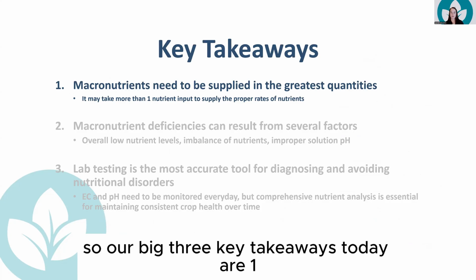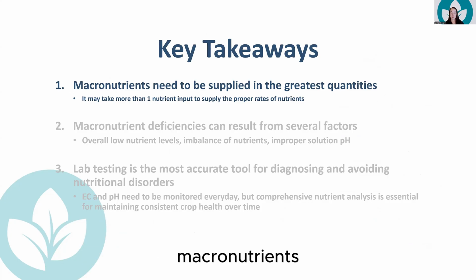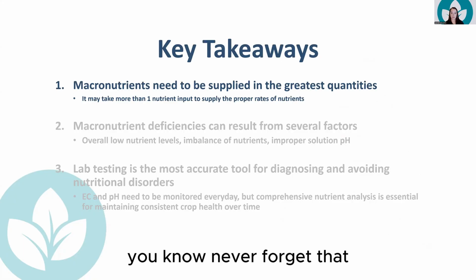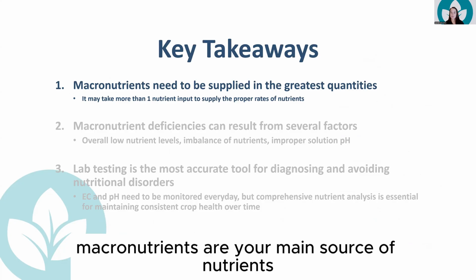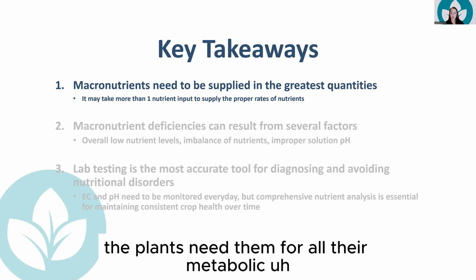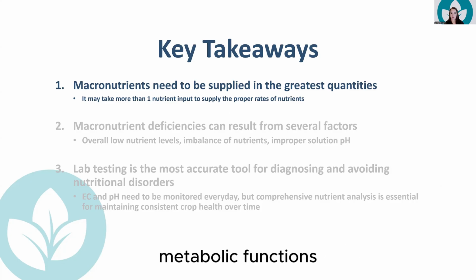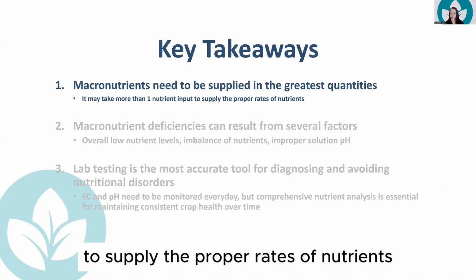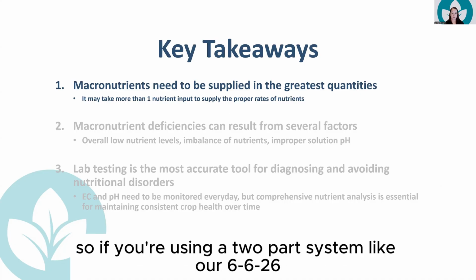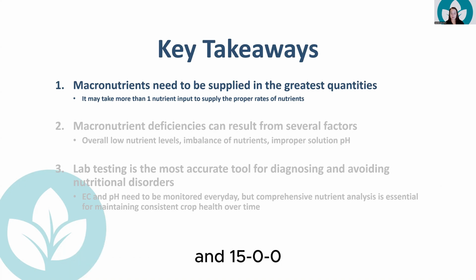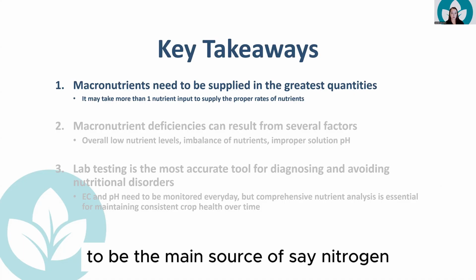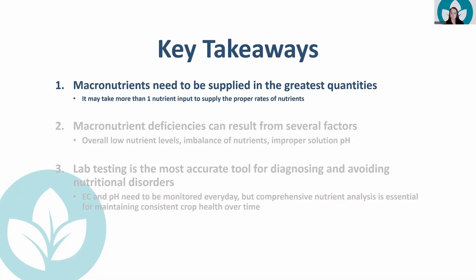So our big three key takeaways today are: one, macronutrients need to be supplied in the greatest quantities. Never forget that macronutrients are your main source of nutrients. The plants need them for all their metabolic functions. And it may take more than one nutrient input to supply the proper rates of nutrients. So if you're using a two-part system like our 6-6 and 1500, you can't depend on just one or the other to be the main source of, say, nitrogen. You're going to need both of them.